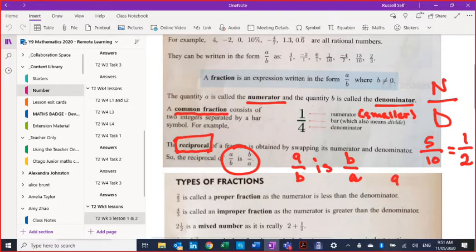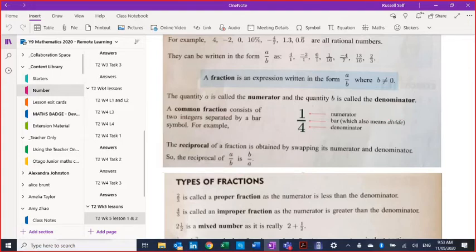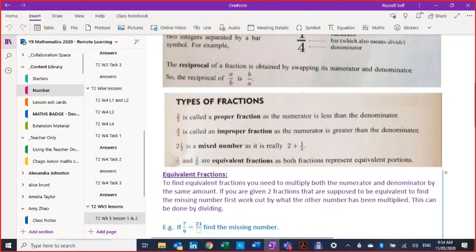Because if you took A over B times B over A, you would get AB over AB, and anything over itself is what? 1. So literally reciprocal means the number that you would multiply times any number to get a 1, but you just find it by flipping it over. Okay? So reciprocal.